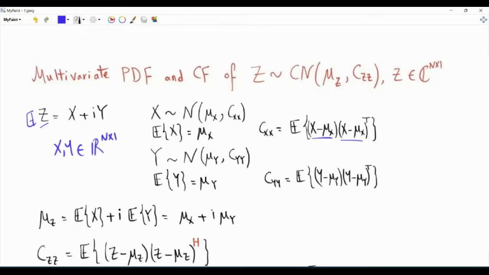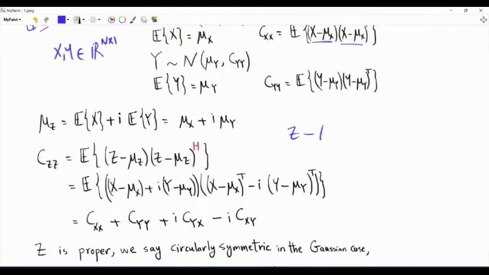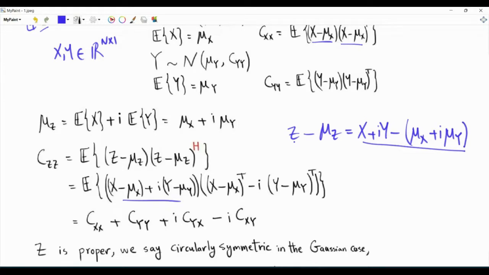Now let's write down the covariance matrix of Z in terms of the covariance matrices of X and Y. So Z minus mu Z, Z itself is X plus IY, and the mean vector of Z is the mean vector of X plus I times the mean vector of Y. So Z minus its mean is X minus mu X plus I times Y minus mu Y. Now we take this vector and multiply by its Hermitian. So this column vector becomes transposed, this column vector is also transposed, and the plus I becomes minus I.